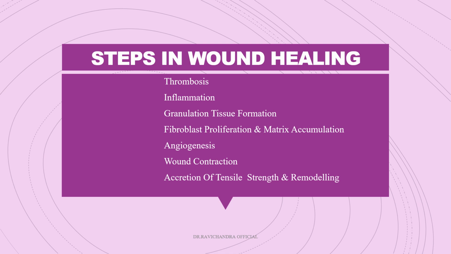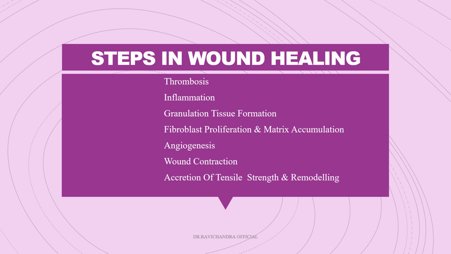Now we will see what are the steps that are involved in wound healing. First, there will be thrombosis. Second, inflammation. Third, granulation tissue. Fourth step will be fibroblast proliferation and matrix accumulation. Fifth stage will be angiogenesis. Sixth step will be wound contraction. And seventh step will be accretion of tensile strength and remodeling.